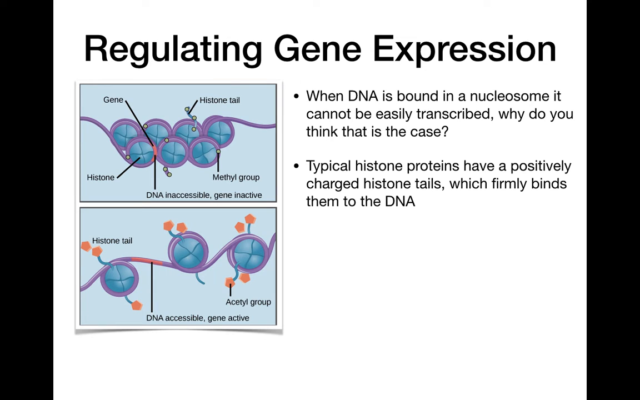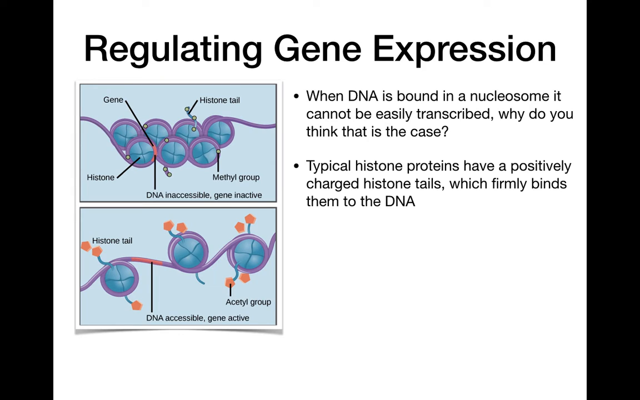Typical histone proteins have what we call histone tails. They have a positive charge on them, and that binds DNA to them very firmly because, of course, DNA has a negative charge and histone has a positive charge. So together, they're attracted. It helps hold the whole thing together really well.